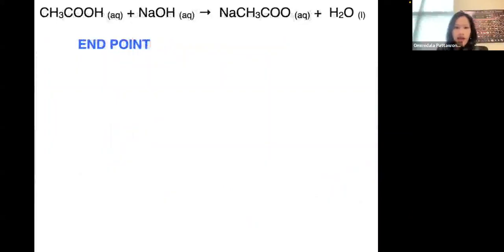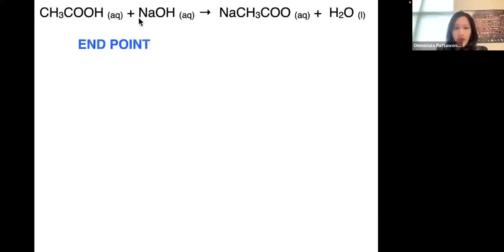Now let's take a look at how the color changes. When we talk about the endpoint, remember that these two moles are equal. That means when they react with each other, they are going to neutralize each other. So these two are going to transform, right? Because they are going to react. What are they going to transform to? They are going to transform to this salt and water.